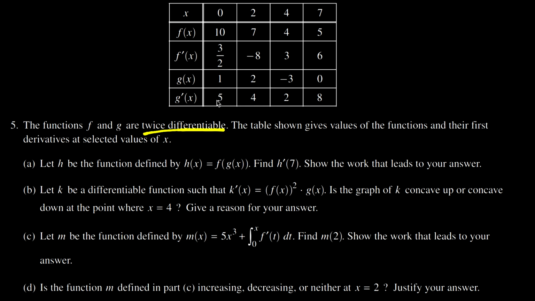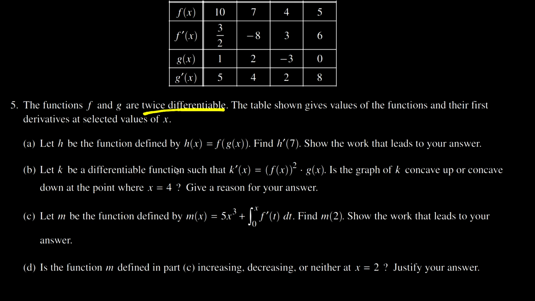Usually this means we're going to look at increasing, decreasing. We can find mins and maxes. We can look at the idea of concavity. Let's see what they're asking us here. Part A, they're defining a new function, so they're using a composite function. That tells us we're going to need the chain rule, because it's asking for the first derivative at a point.